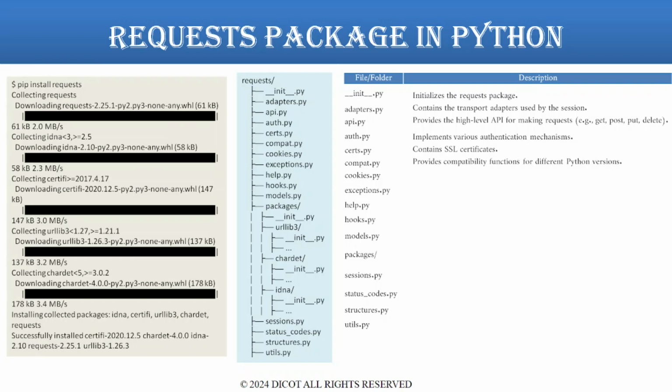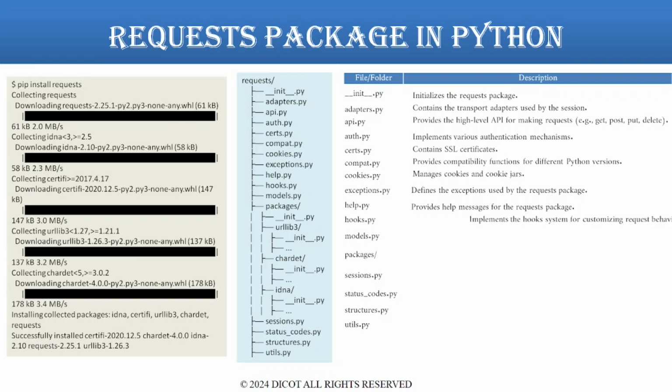Next, the compat.py file provides compatibility functions for different Python versions. Next, the cookies.py file manages cookies and cookie jars. Next, the exceptions.py file defines the exceptions used by the requests package. Next, the help.py file provides help messages for the requests package. Next, the hooks.py file implements the hooks system for customizing request behavior.